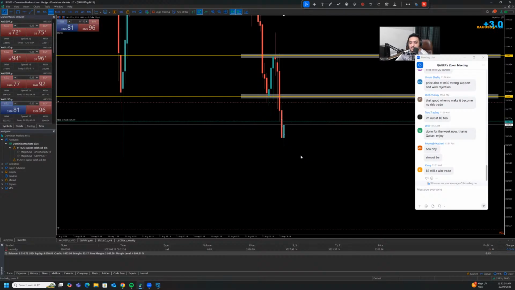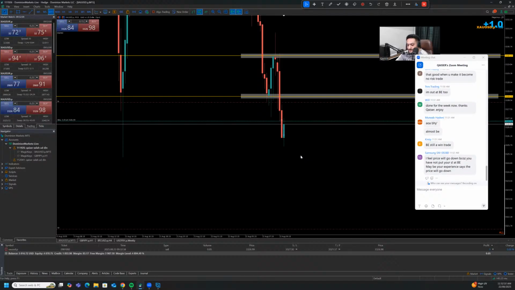There are just 7 minutes left for the candle to close. Let's see. I feel price will go down because you have not put your SL at break even. Maybe your experience says the price will go down.